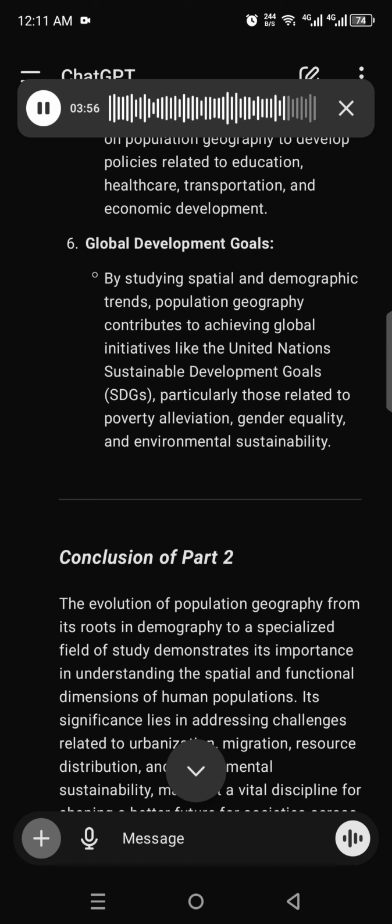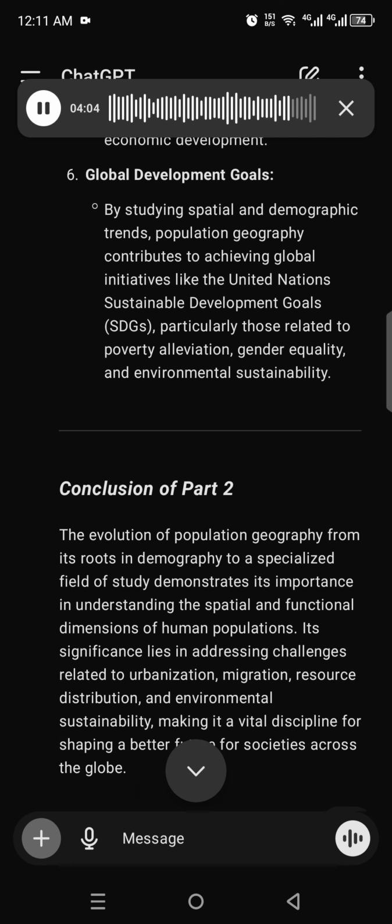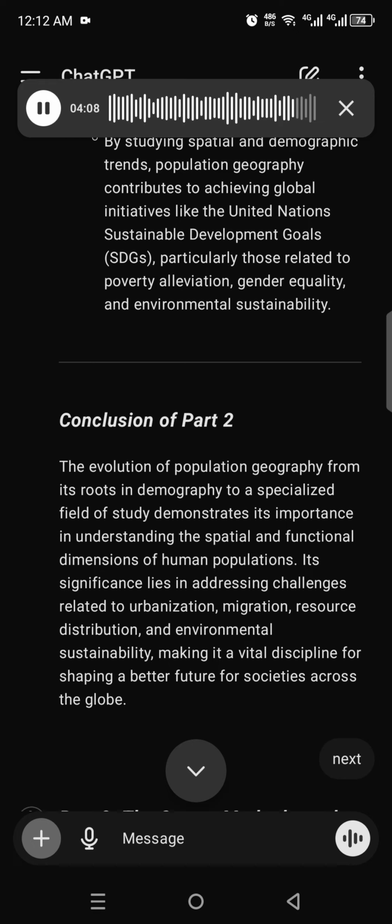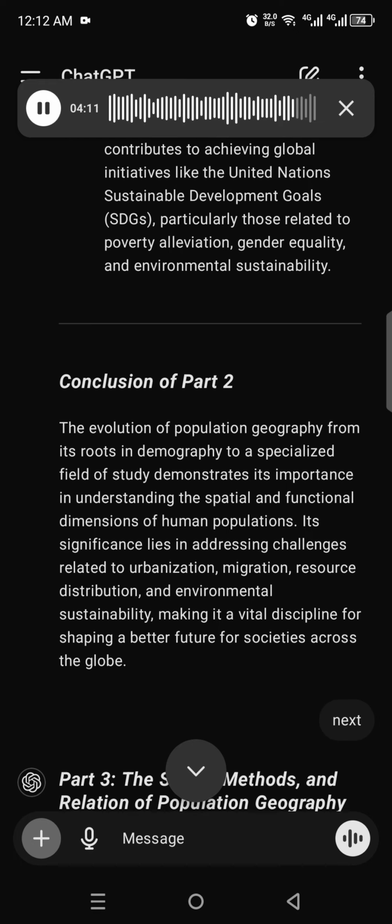6. Global development goals. By studying spatial and demographic trends, population geography contributes to achieving global initiatives like the United Nations Sustainable Development Goals, SDGs, particularly those related to poverty alleviation, gender equality, and environmental sustainability.